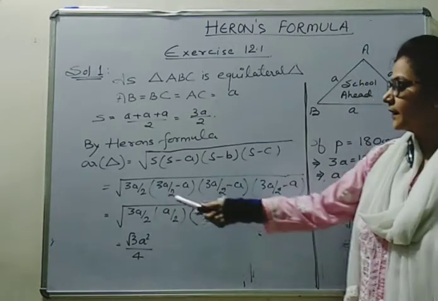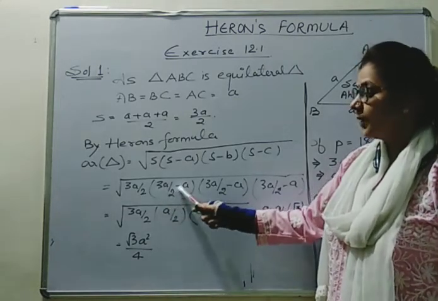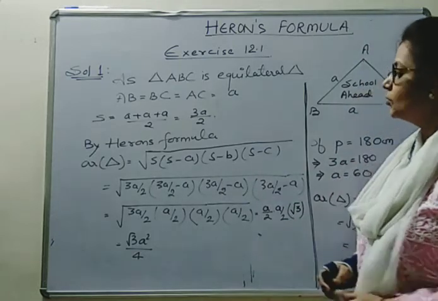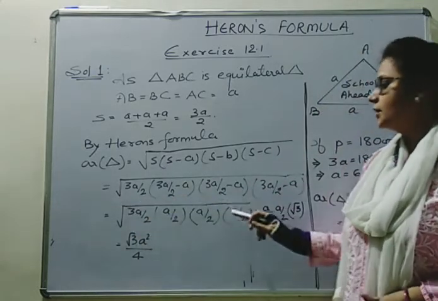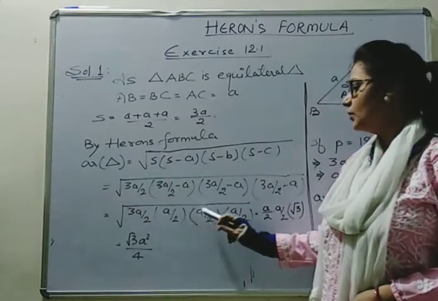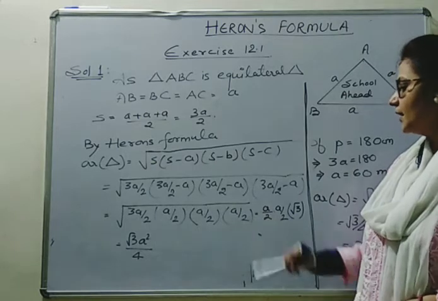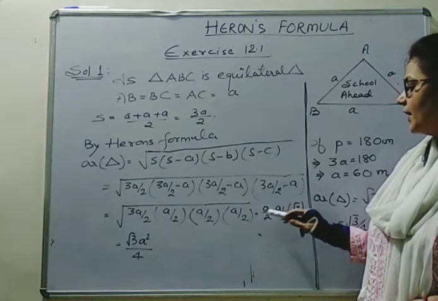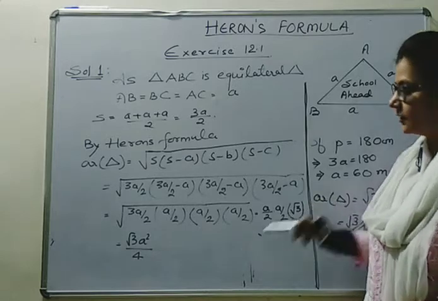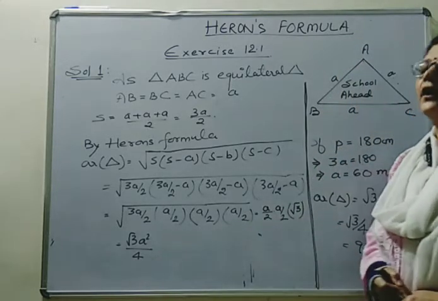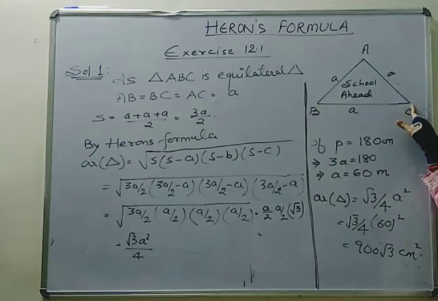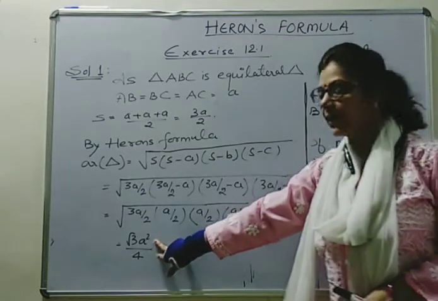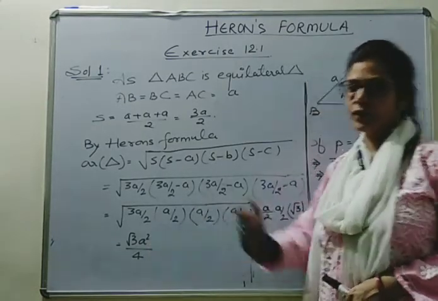Now by subtracting, what we will get? 3A by 2 minus A, it will be A by 2. So what we are getting? Under root 3A by 2, A by 2, A by 2, A by 2. So our answer will be A square by 4 root 3. So what will be the area of the triangle? Area of this equilateral triangle with side A is root 3 by 4 A square.